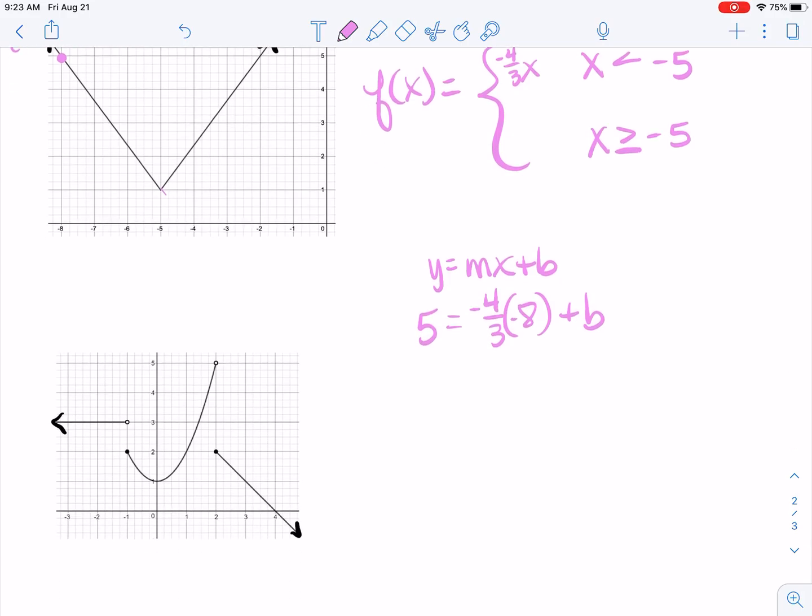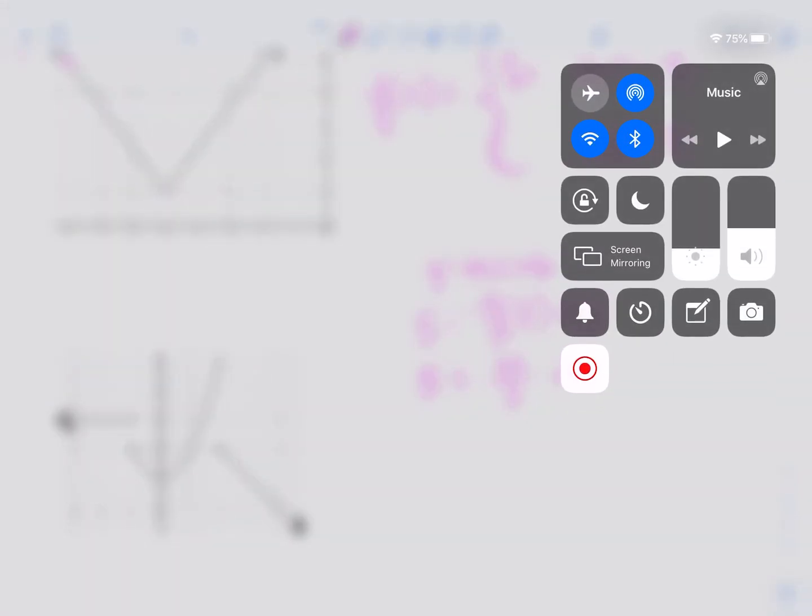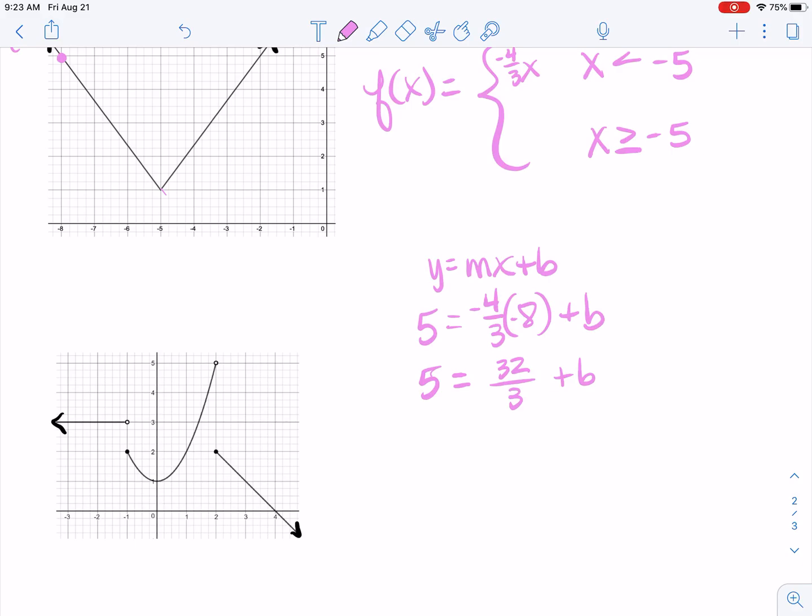And so I can just solve for b here. So -4/3 times -8. Whew, doing some math in my brain. That's going to be a positive. What's 8 times 4? 32. So it'll be 32 over 3. And then, is that right? Do I have a calculator right here? No, I don't. That's okay. 8, 16, yeah, 32. Okay, 32 over 3.